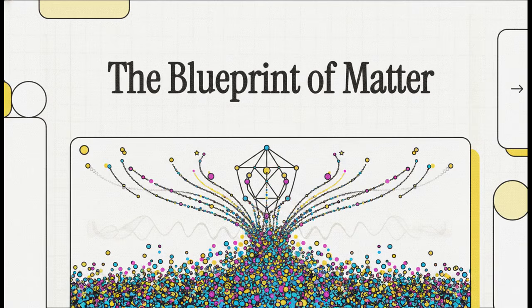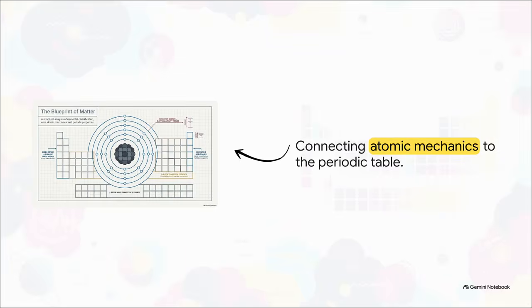Welcome to this explainer. Today, we're taking a truly fascinating journey. We're going to start by looking at the absolute tiniest invisible particles known to science, and we're going to trace their rules all the way up to the grand macro-level architecture of the universe. It's a story of how the very small totally dictates everything about the very large. So let's dive right into this master blueprint.